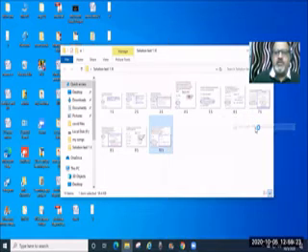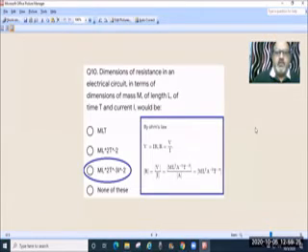Now question number 10. Find the dimensions of resistance in an electrical circuit in terms of dimensions of mass, length, time and current. By Ohm's law, potential is the product of current and resistance. Current, you know, is the rate of flow of charge, and resistance is the hindrance offered by any conductor or material in the path of the current.